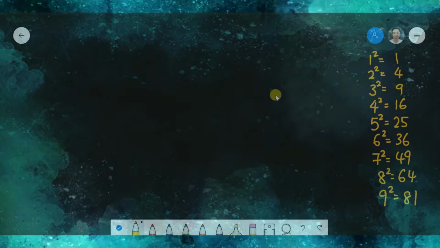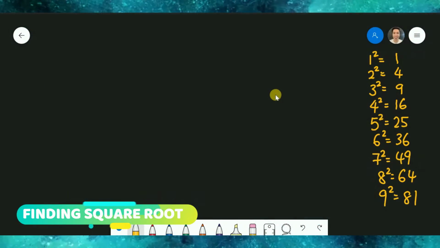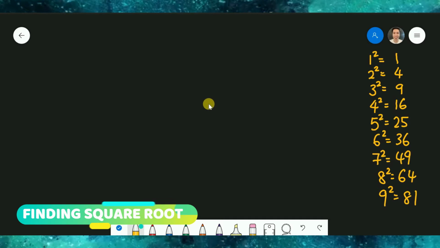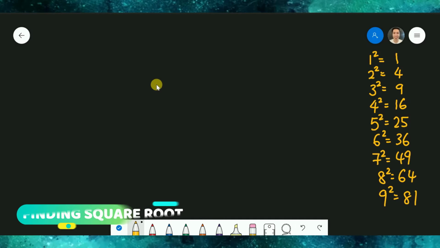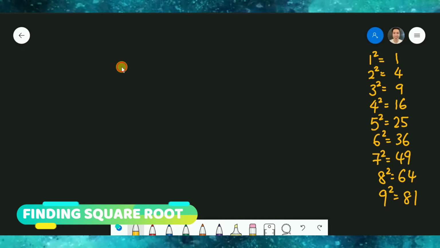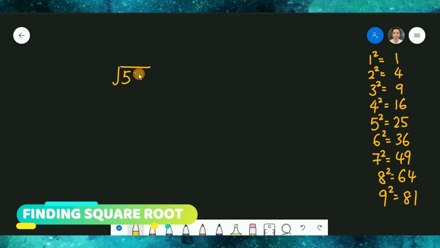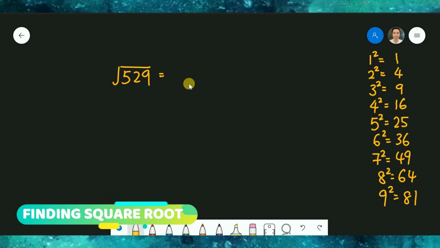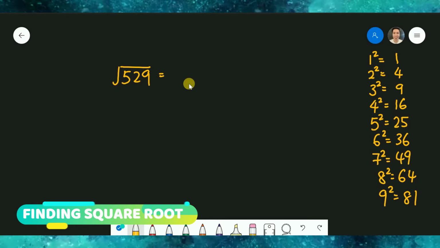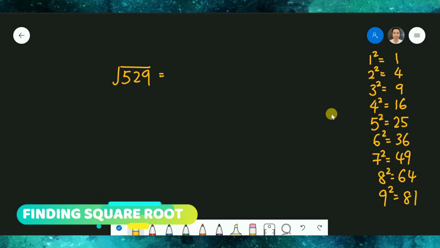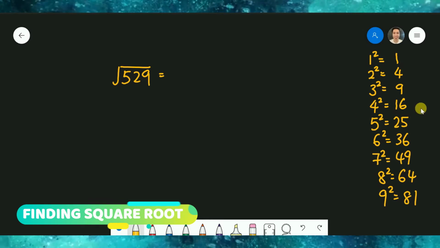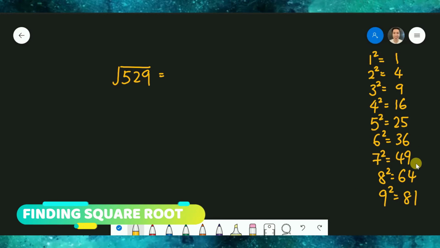Alright, let's see how we can find the square root of numbers in just a couple of seconds. For example, if I ask you what is the square root of 529, can you tell me the answer in just 3 seconds? Well, before we start, we need to know the perfect squares which are less than 100. On your right hand side here, as you can see, all these are the perfect squares less than 100, isn't it?